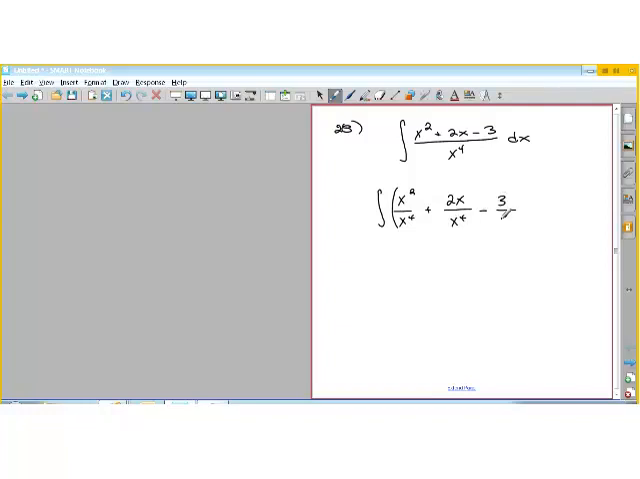This is problem number 28. So we have this one that looks fairly complicated, but because we're dividing it by one single expression, which is x to the fourth, we can take this and break it into three fractions. So we'll get x squared divided by x to the fourth. We will get 2x divided by x to the fourth. And we'll get negative 3 divided by x to the fourth, all times dx.